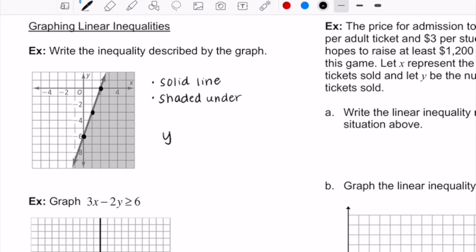We can write our answer in slope-intercept form, so the y comes first. Less than because it's shaded under, equal to because it's a solid line, 3x because the slope is 3, and then -6 because the y-intercept is down at -6. And so this would be the inequality that represents that graph.